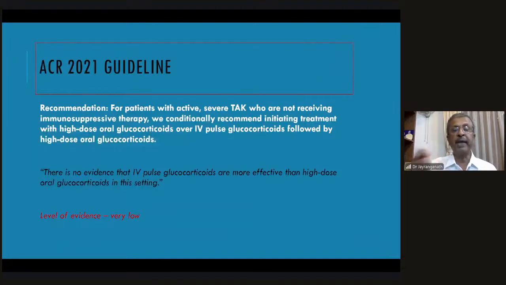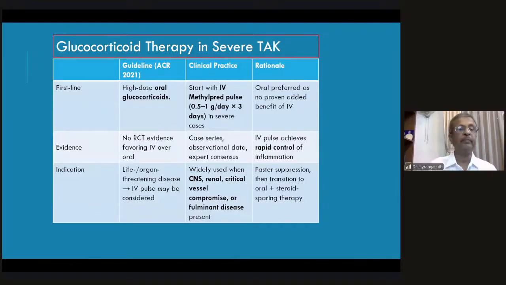For patients with active or severe Takayasu who are not receiving immunosuppressive therapy, the ACR recommends initiating treatment with very high dose oral corticosteroids or IV glucocorticoids followed by high dose oral glucocorticoids only. There is no evidence that IV pulse glucocorticoids are more effective than high dose oral glucocorticoids. Please remember, there is no evidence that intravenous glucocorticoids have a benefit over oral glucocorticoids. But what is the real practicality, what do we follow? The first line in the ACR guideline says high dose oral glucocorticoids. Evidence: no RCT evidence favoring IV over oral.